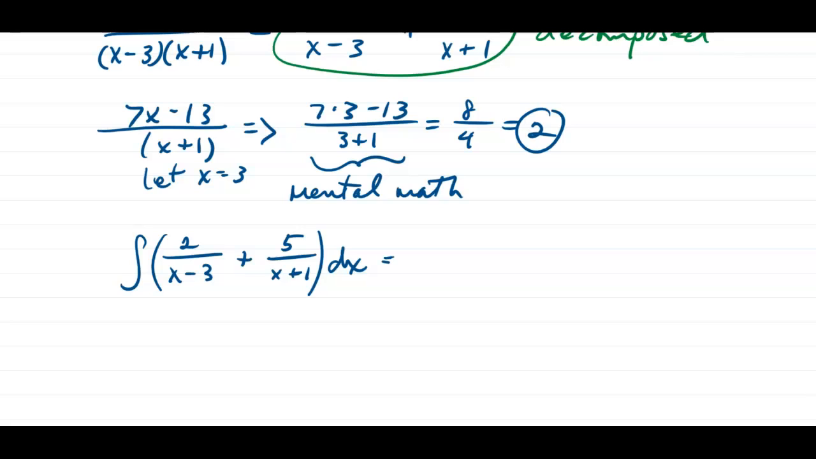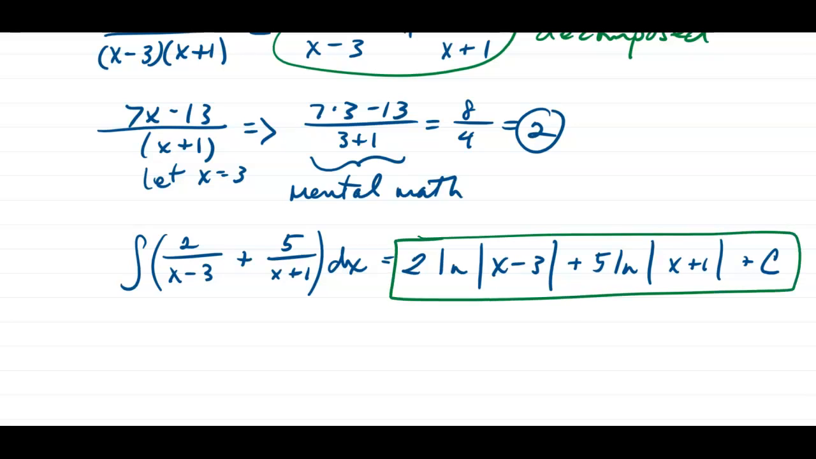And what we can see here is that 2 over x minus 3 will give us the 2 times the natural log of the absolute value of x minus 3. And we anti-differentiate. And for 5 over x plus 1, it will be 5 times the natural log of the absolute value of x plus 1. And then finally, do not forget the constant on the end. And there is the value of this integral, having used partial fraction decomposition and Heaviside's cover-up method.